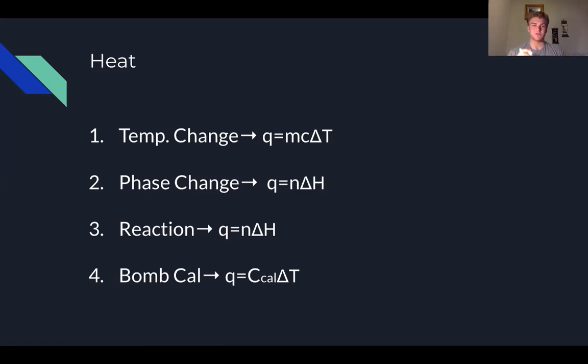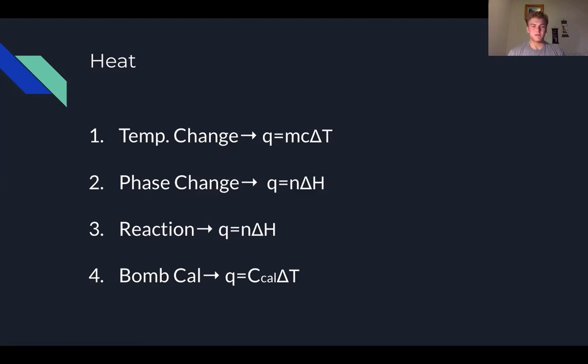So if a phase change or a reaction is happening, you're going to use Q equals n delta H, where n stands for moles, which everyone should be familiar with, and delta H is the change in enthalpy. That's what you're looking for when you come across the questions. Is it changing in energy? Is it having a phase change? Is it going from a liquid to a gas or a solid to a liquid? Those are the things you're looking for.